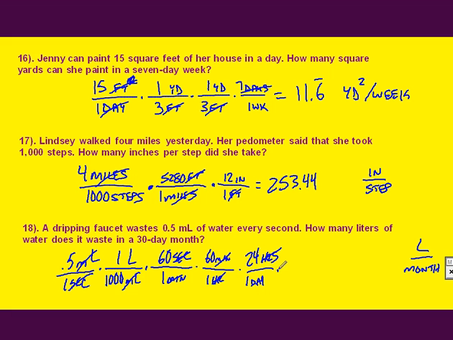I need to get to month, and it's a 30-day month. So I can just say 30 days is the same as 1 month. So now I have all my units correct, because my units now are going to be liters per month, and my answer ends up being 1,296 liters per month. There you have it, and best of luck on your test tomorrow.